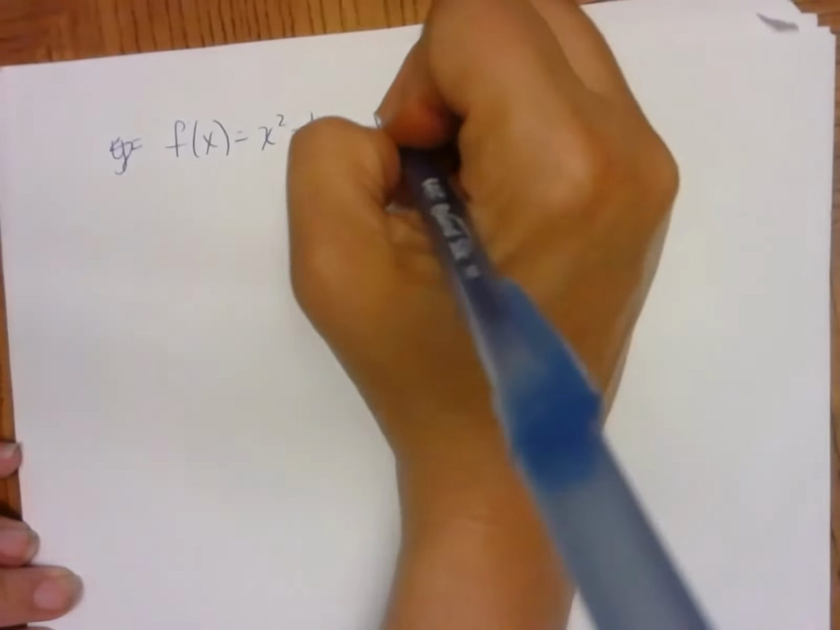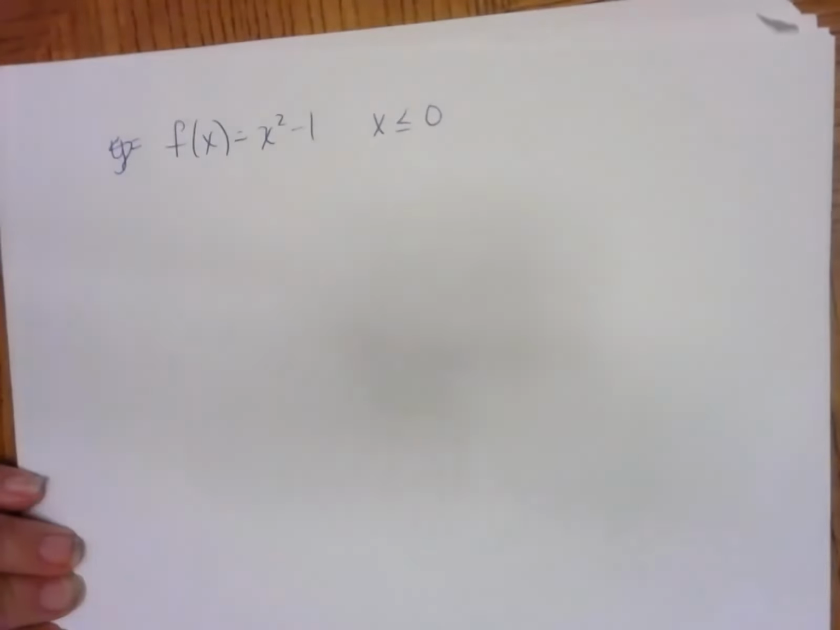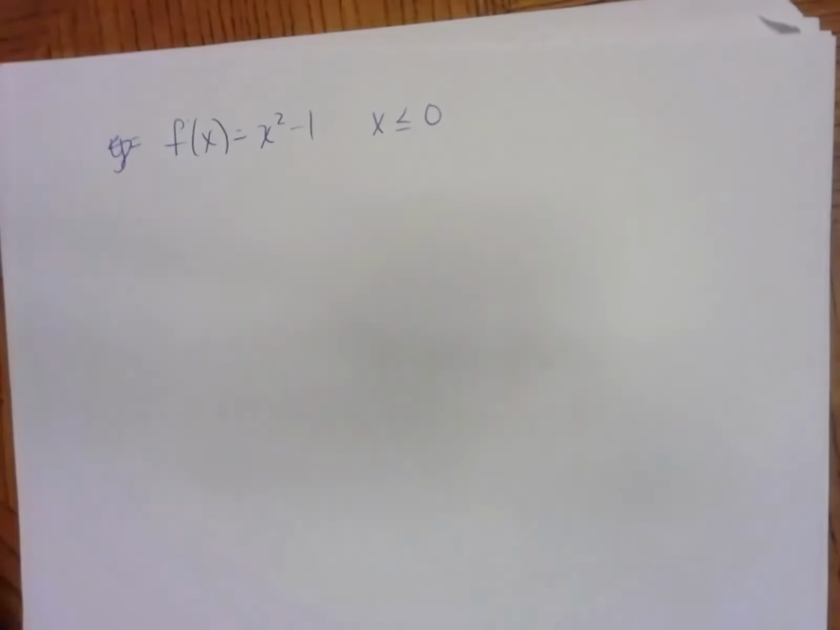Let's look at another example here. Let me use f of x: let's use f of x equals x squared minus 1, and we're going to use x less than or equal to 0. So this is a quadratic, right? And it definitely isn't going to pass the horizontal line test without a domain restriction. But this one very kindly says, we're just going to use x less than or equal to 0.